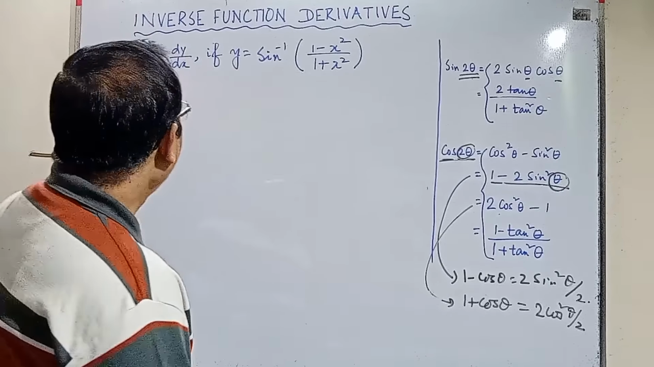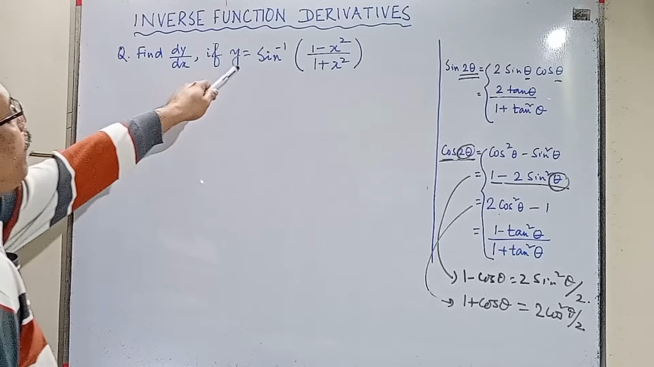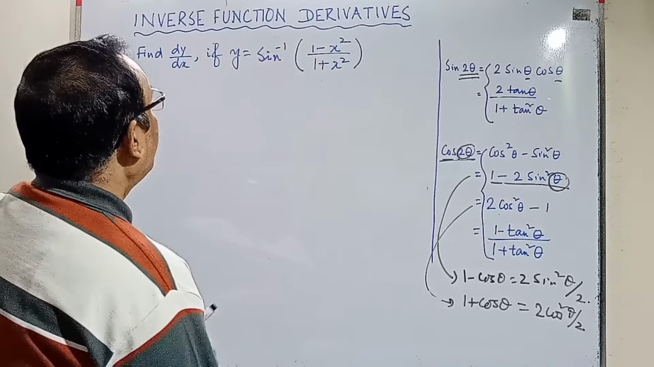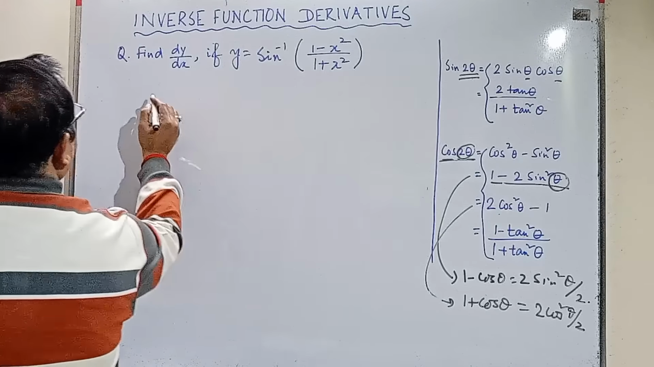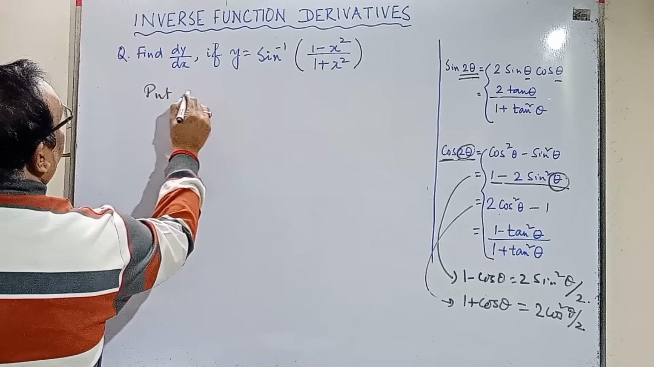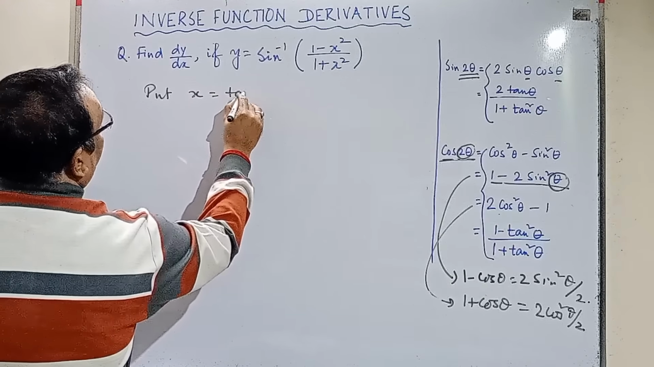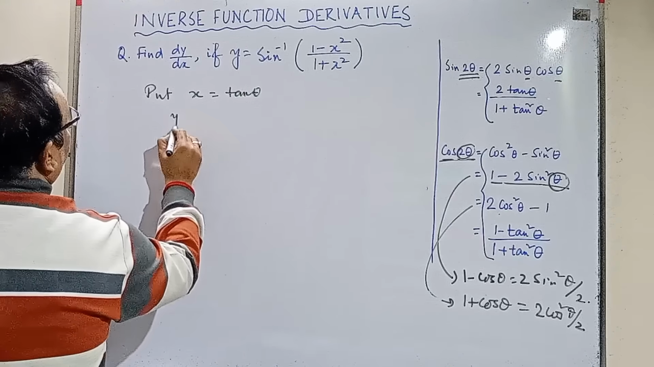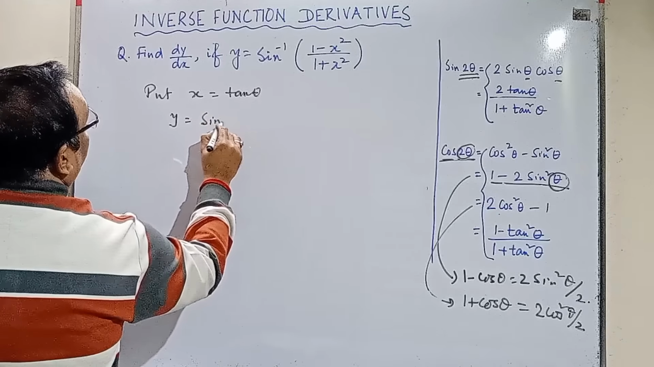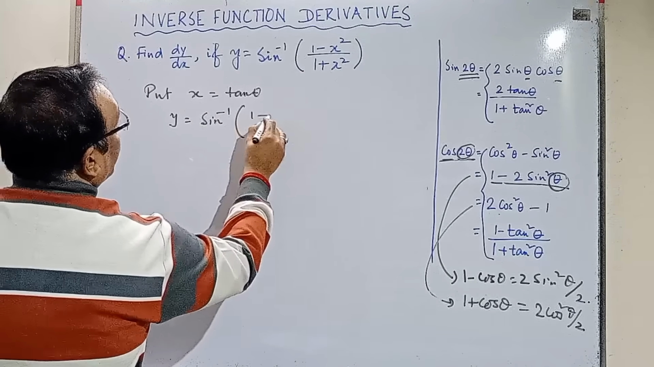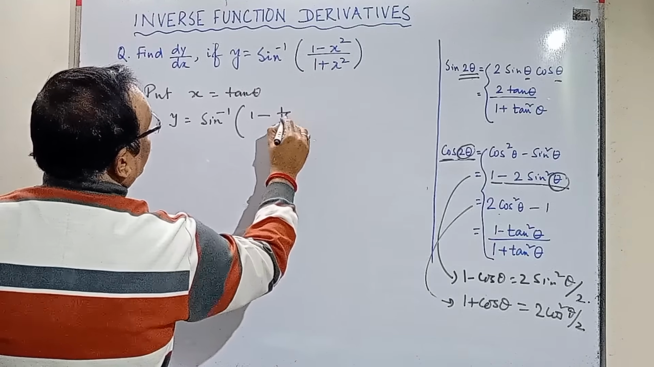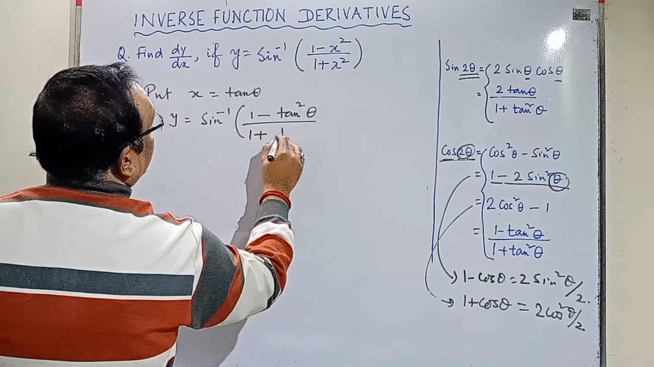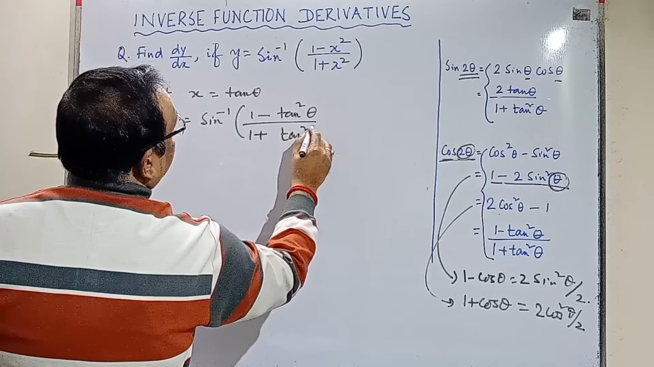So the next question is, find dy by dx if y is equal to sin inverse of (1 minus x square) by (1 plus x square). So in this question, we'll put x is equal to tan theta. So this becomes y is equal to sin inverse of (1 minus tan square theta) divided by (1 plus tan square theta).